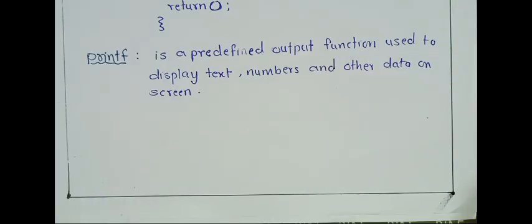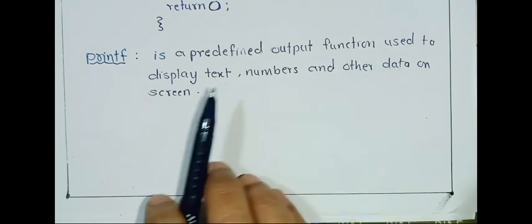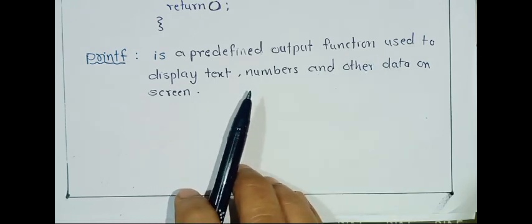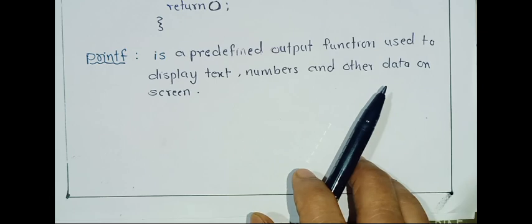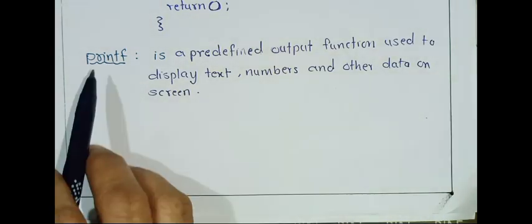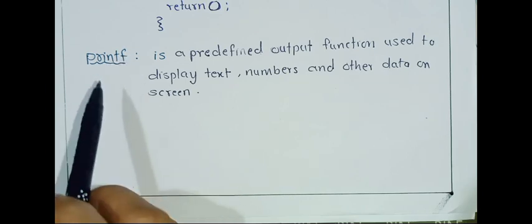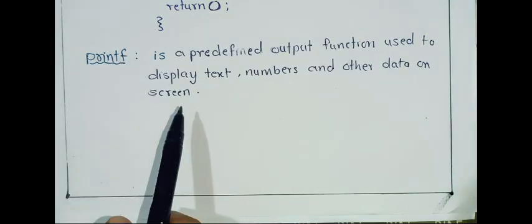Next is the printf statement. The printf statement is a predefined output function which is used to display text. You can display text, numbers or other data on an output screen. If you want to print anything on the screen, you have to use printf, where f means formatted. We are printing formatted output on the screen.